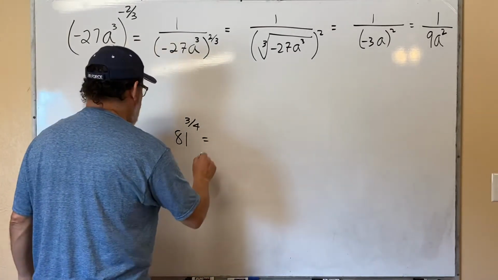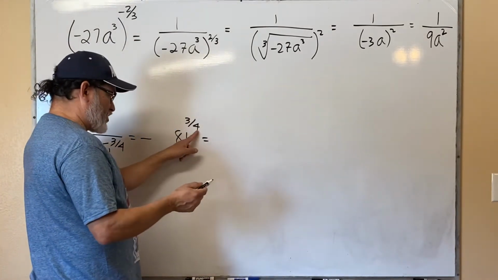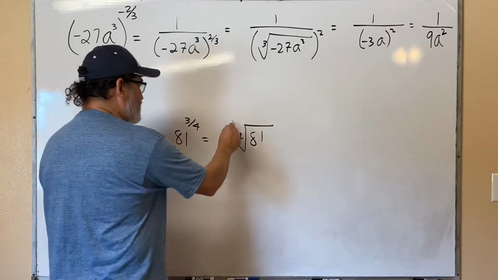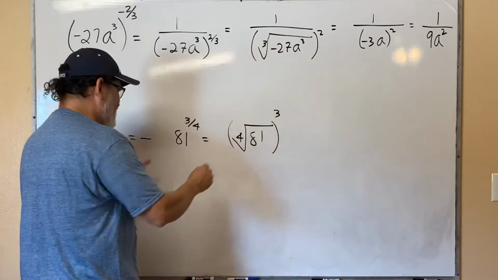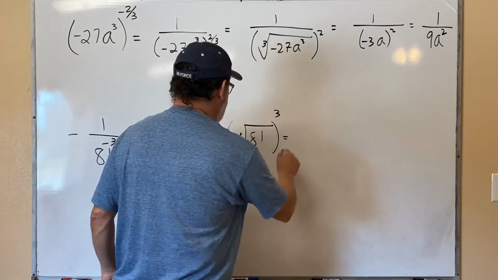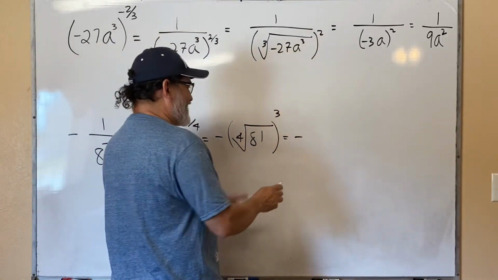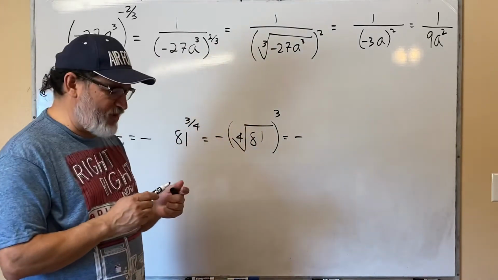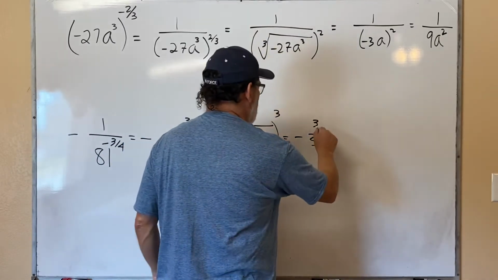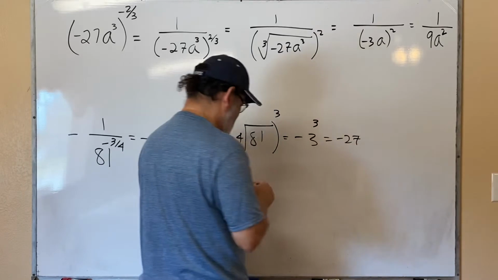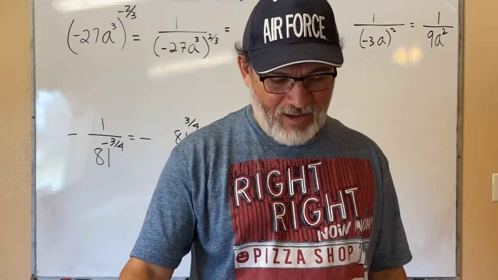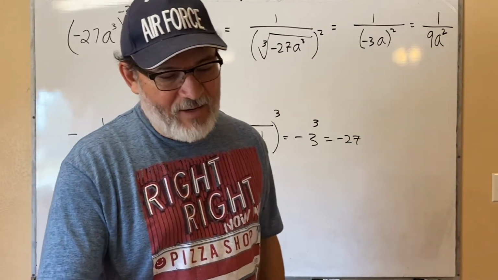So this becomes the 4th root of 81 raised to the third, negative remains. And so therefore this becomes negative, and then the fourth root of 81. What is the fourth root of 81? Is that 3? 3. Raised to the third, which is negative 27. Okay. All right.